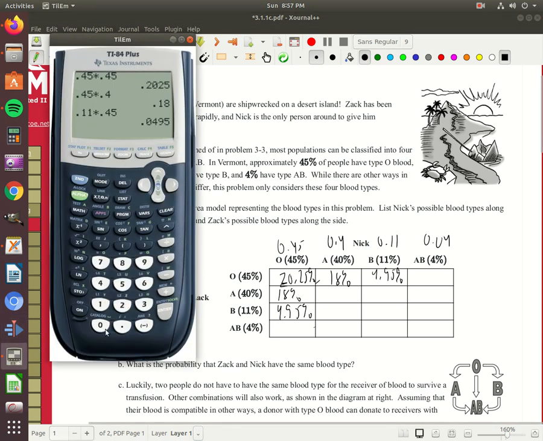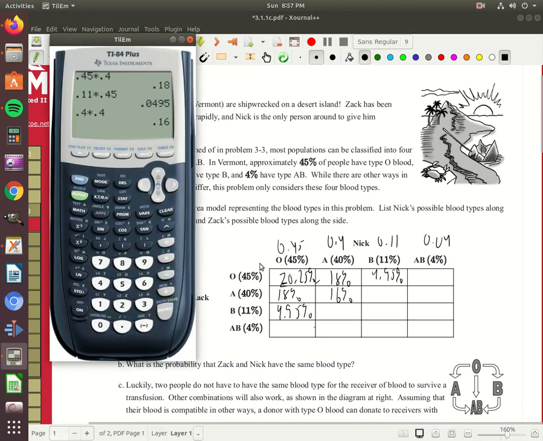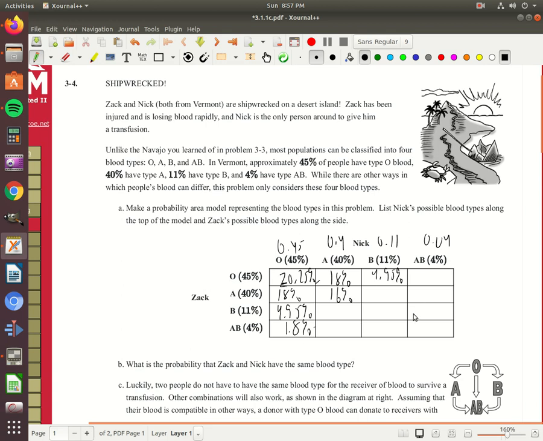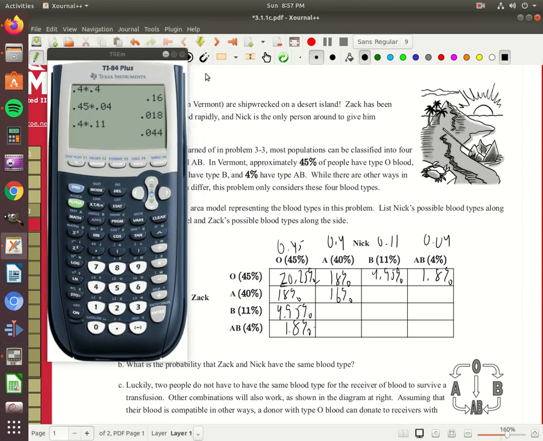So now I'll go 0.4 times 0.4. I think that's only going to appear once. I think it's going to be 16%. I don't know why I did the math on that. Now we'll go 4 times 0.45. So 0.45 times 0.04, that's only 1.8%. And that's going to be 1.8% as well. So hopefully you see what I'm talking about here as far as the shortcut. 0.4 times 0.11, I'm going to get 4.4%.